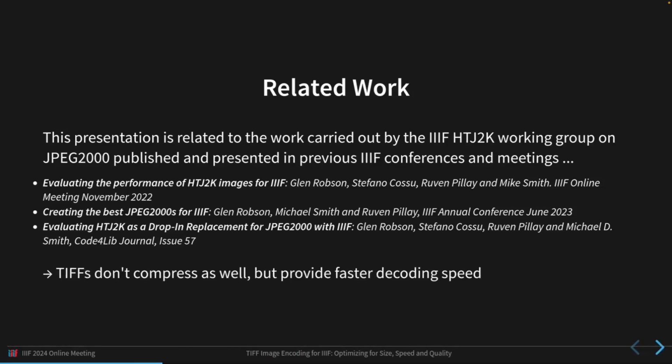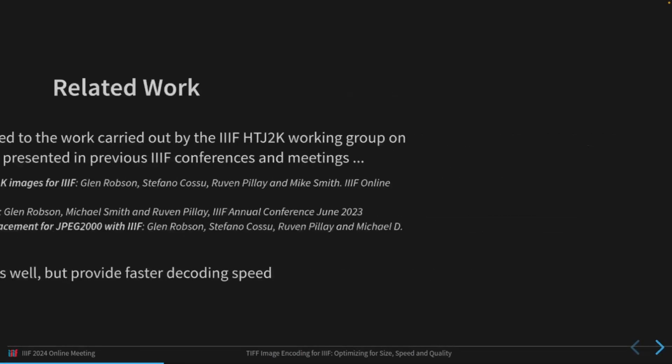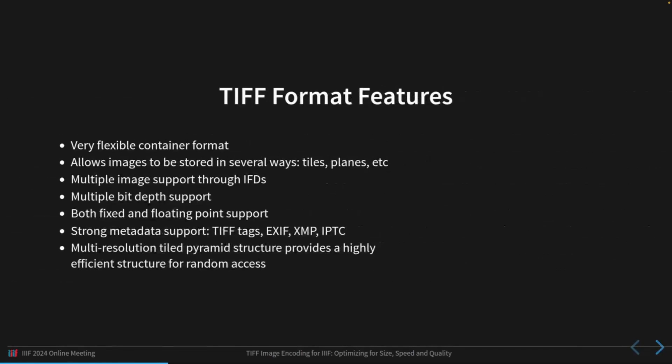One of the things that came out of the benchmarks we carried out was that although TIFFs don't compress as well, they are much faster to decode. So why is that? Well, TIFF has a number of interesting features that make it a perfect format for cultural heritage and for scientific imaging. It supports multiple bit depths. You can store images in several ways, it has strong metadata support, and in particular for IIIF use, you can encode your TIFF using a multi-resolution tiled pyramid structure.